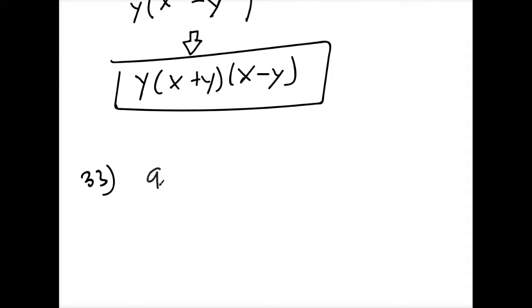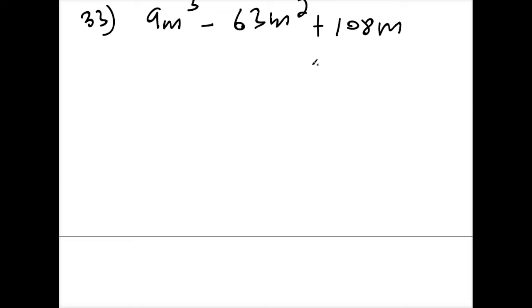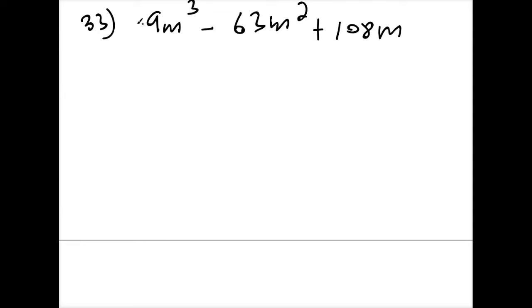All right, next problem, number 33. 33 is 9m cubed minus 63m squared plus 108m. All right, so I forgot to tell you what the first rule of factoring is. First rule of factoring, you do not talk about factoring. Just kidding. First rule of factoring is you see what you can pop out. That should be done with any problem. So what do 9m cubed and 63m squared and 108m have in common? M. They have m in common.